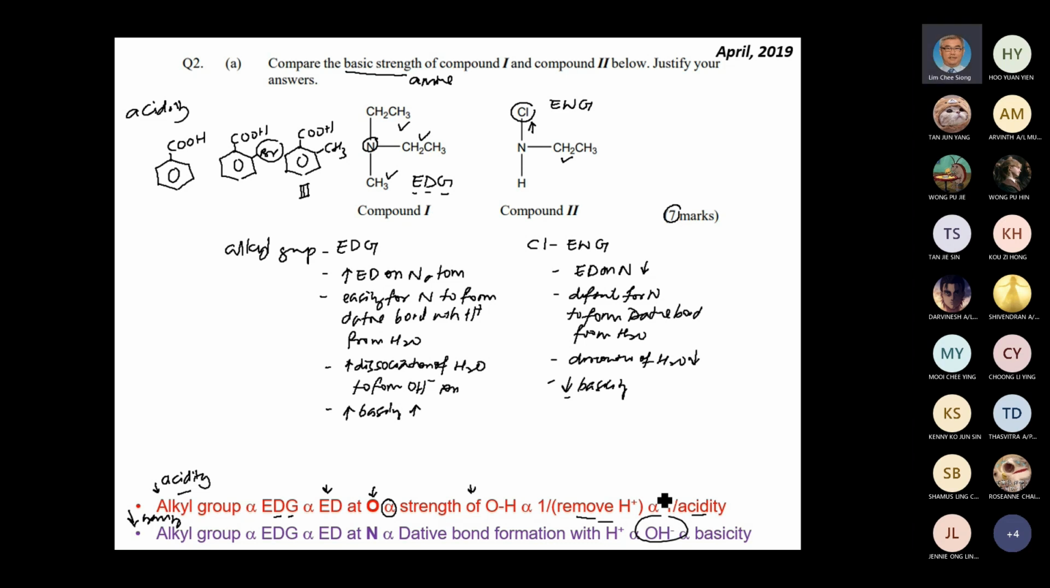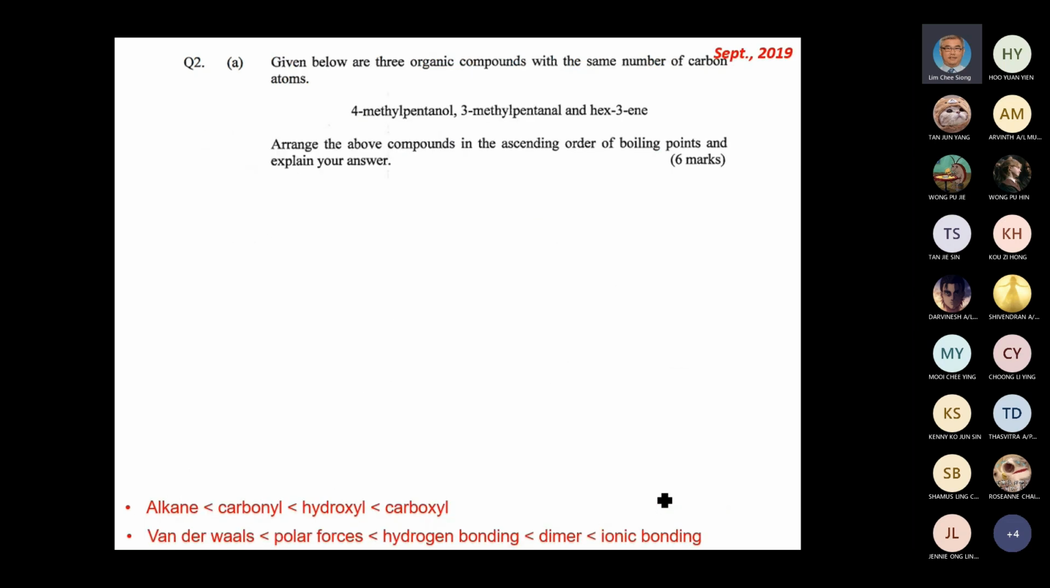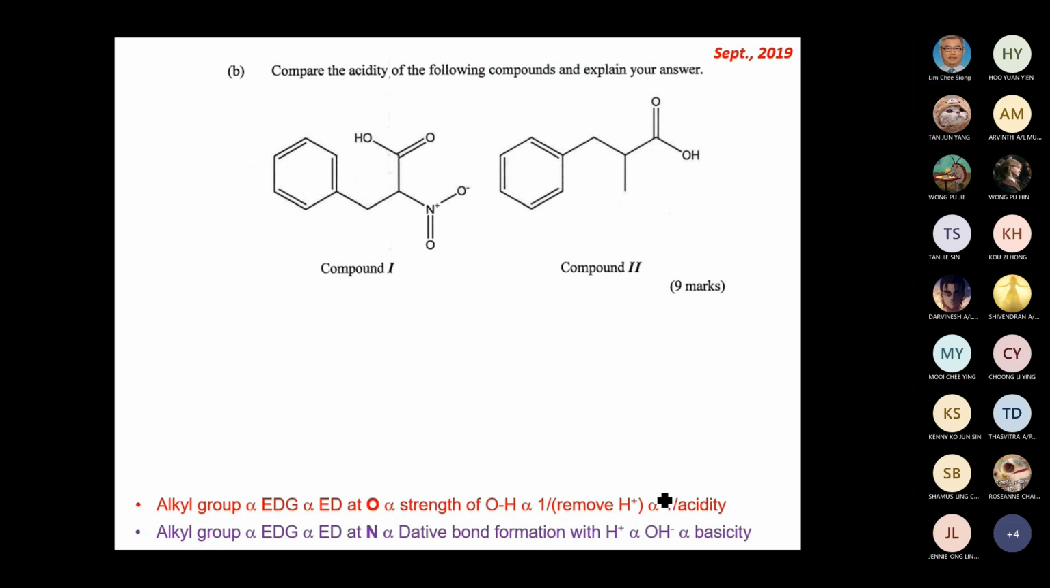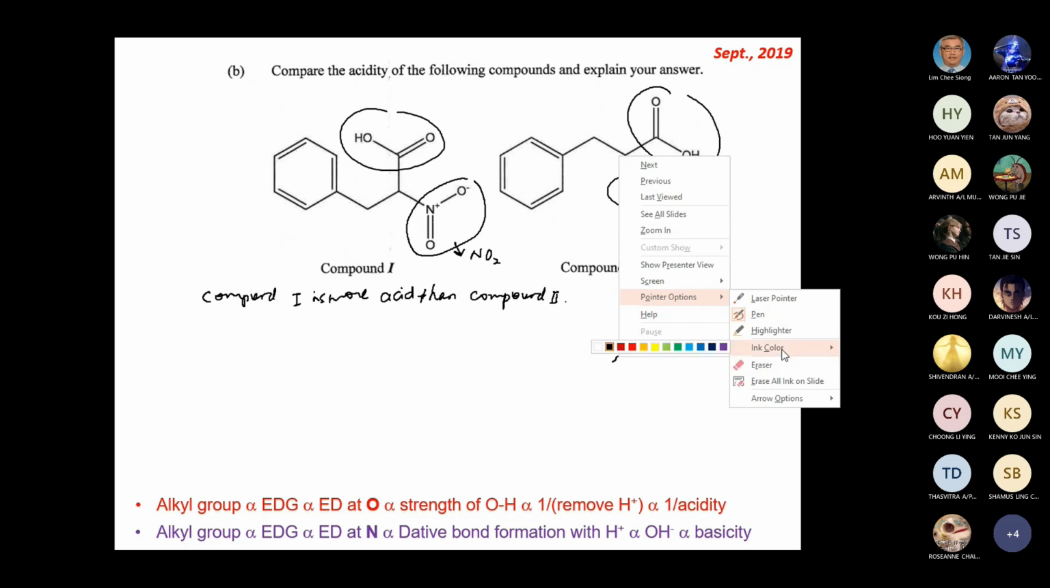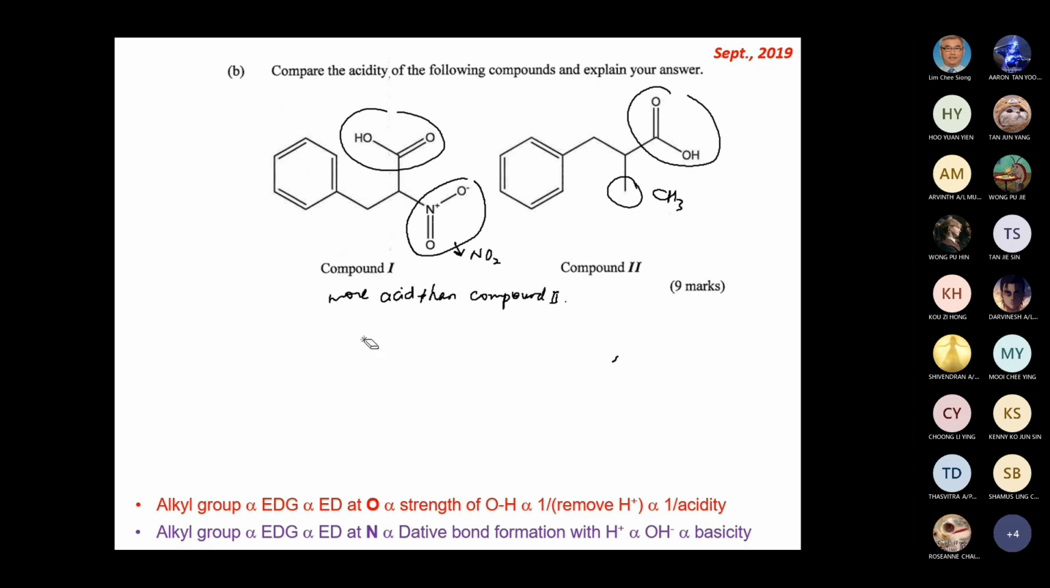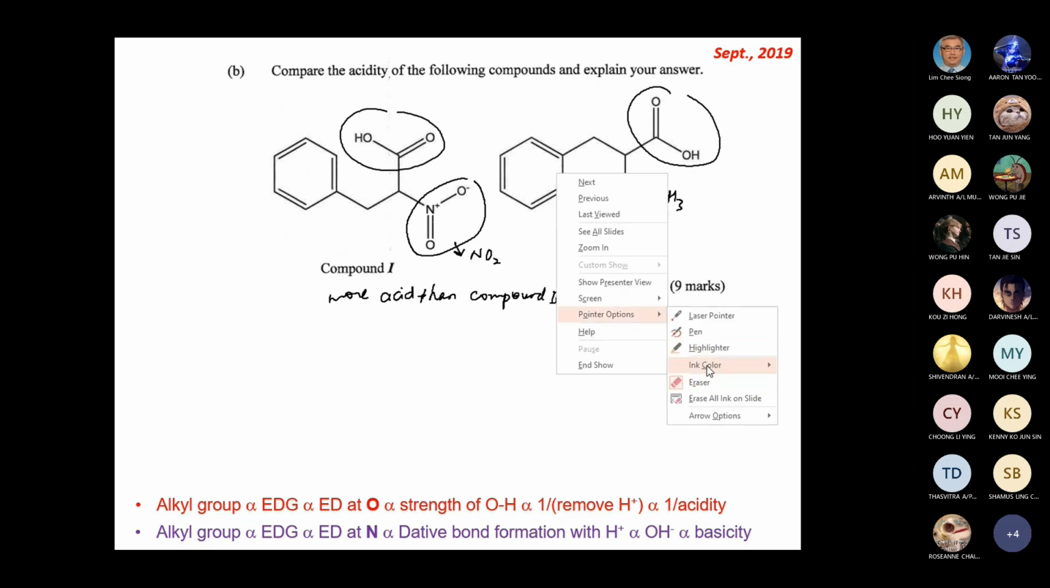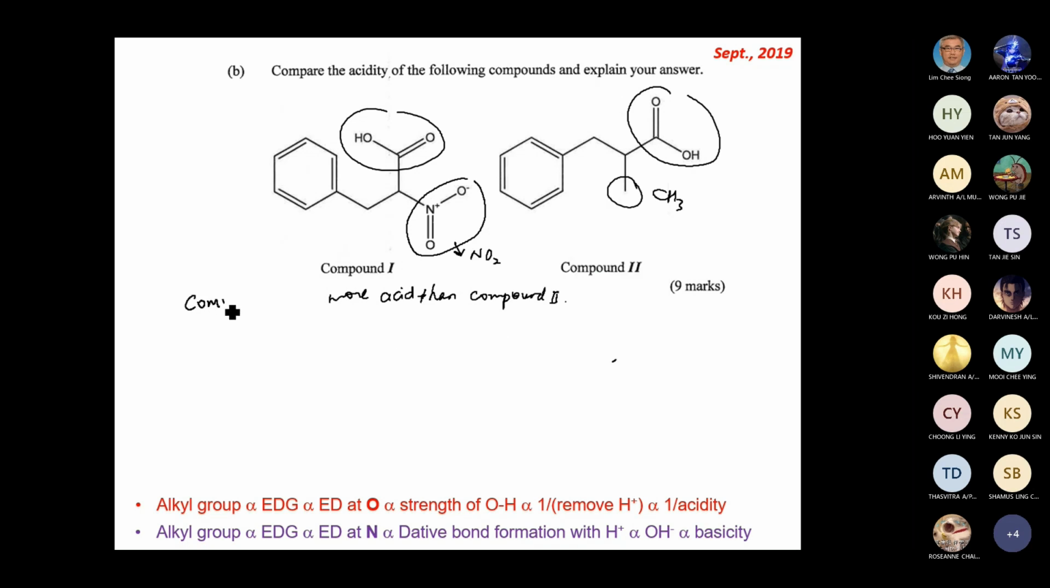Now it's your turn to explain to me using these keywords. Okay, try to answer this. Compound 1 is more acidic than compound 2. Okay, compound 1 is more acidic than compound 2. If you give me this statement, I give you 1 mark.